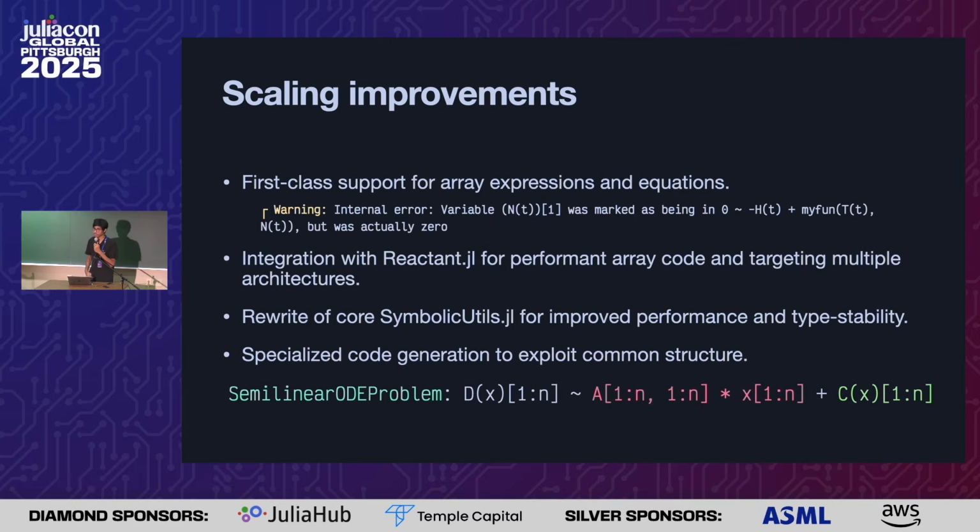There's also an ongoing rewrite for the core of SymbolicUtils.jl for improved type stability and performance, as well as to make arrays first-class citizens, as I expressed earlier. So just a huge free speedup for everyone without really knowing what's going on behind the scenes. That's always nice. We're also looking into really specialized code generation pipelines.